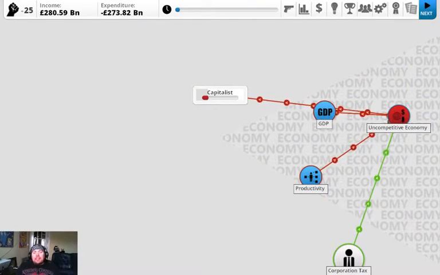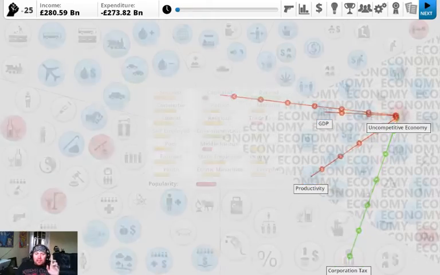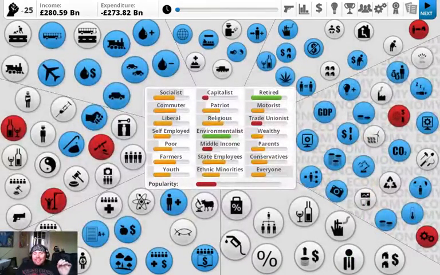That upsets the capitalist voters, and the things that lead into that, you can see corporation tax is the big one. Corporation tax, productivity also there as well. Now there's nothing we can directly do about productivity, but there are things we can directly do about corporation tax. However, obviously that would have a knock-on effect elsewhere.